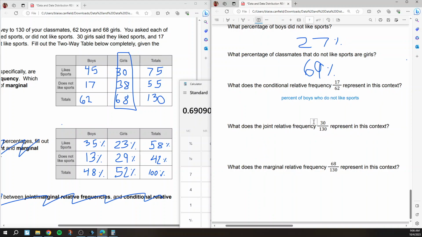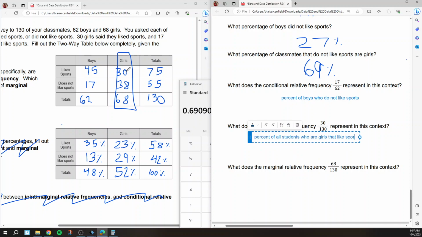What does the joint relative frequency 30 out of 130 mean? Well, 130 is all our students, right? So percent of all students who, and then what's that 30? 130 was the total group. We're looking at liked sports and girls. It's both things at once, right? I'm wondering if it should be who instead of that, but I'm just going to leave it.